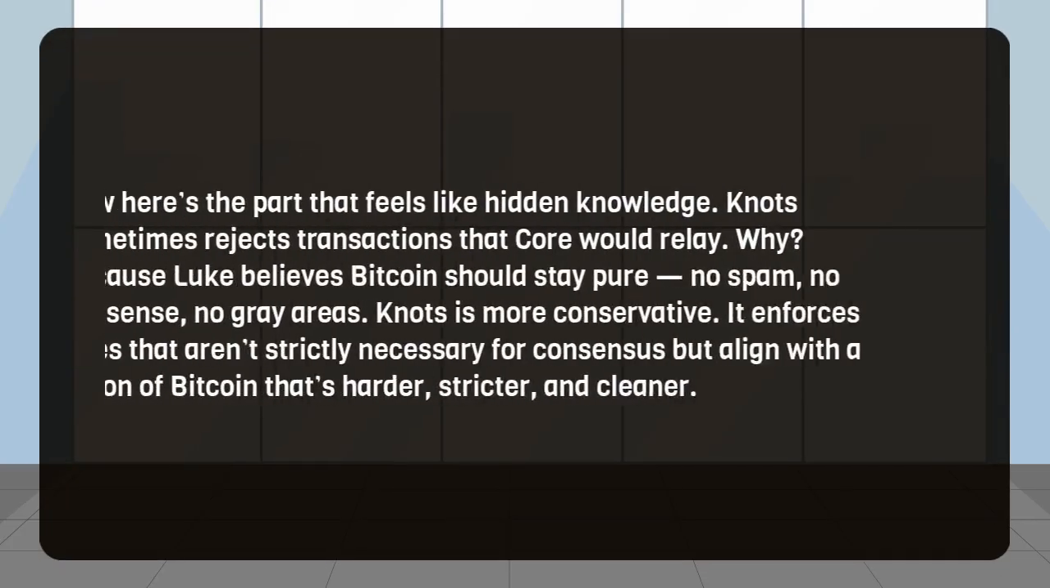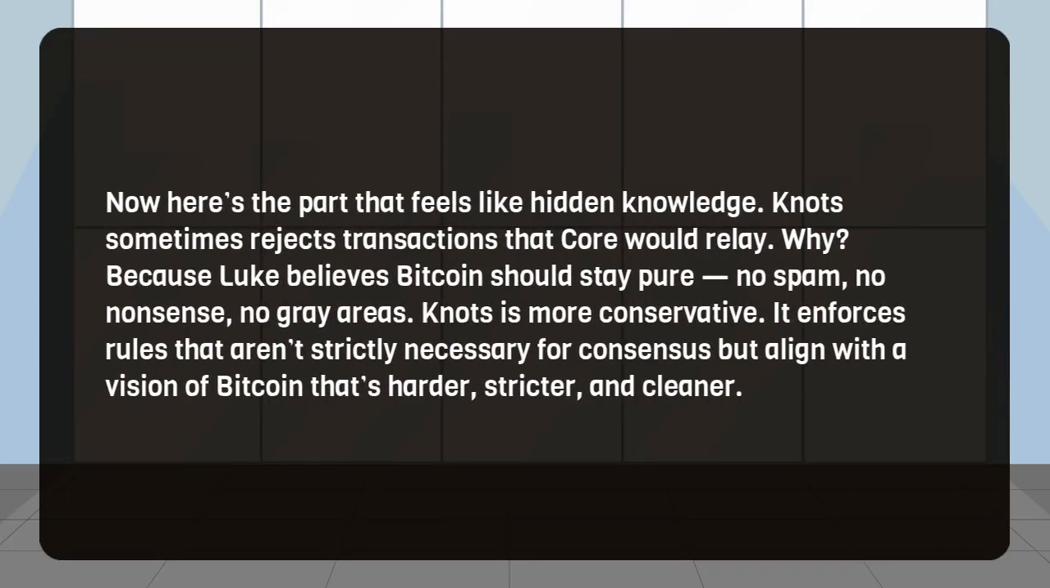Now here's the part that feels like hidden knowledge. Knots sometimes rejects transactions that Core would relay. Why? Because Luke believes Bitcoin should stay pure. No spam, no nonsense, no gray areas. Knots is more conservative. It enforces rules that aren't strictly necessary for consensus but align with a vision of Bitcoin that's harder, stricter, and cleaner.